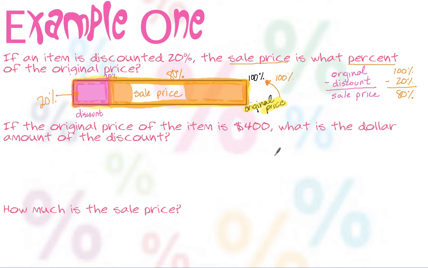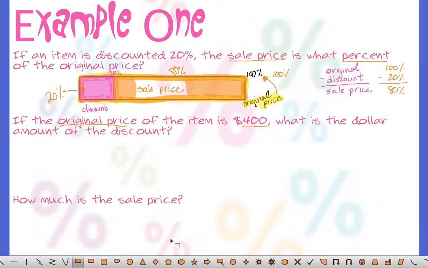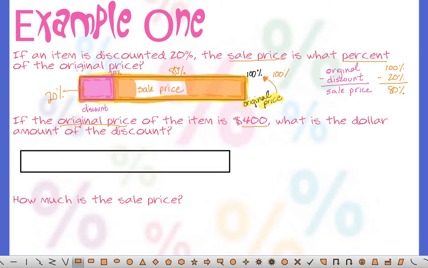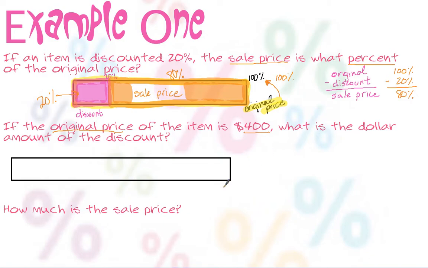Okay, so now, if the original price of the item is $400, what is the dollar amount of the discount? So we talked a lot before about being able to represent our answers and understand what the pieces mean. So in this case, the original price is 400. So if I make another tape diagram, I know the original price is $400. That's 100% of the cost. And I want the dollar amount of the discount. Looking back up at the problem, we have 20% as our discount and we want to know this.